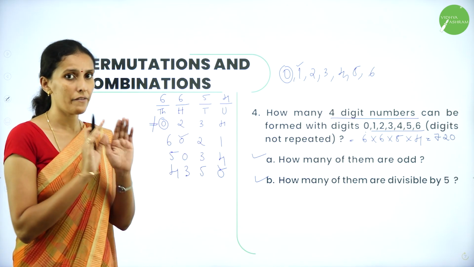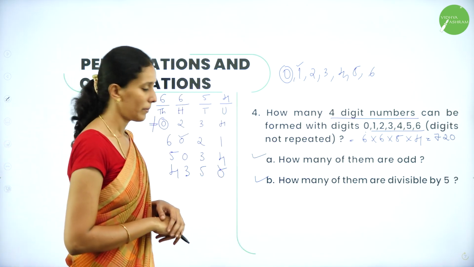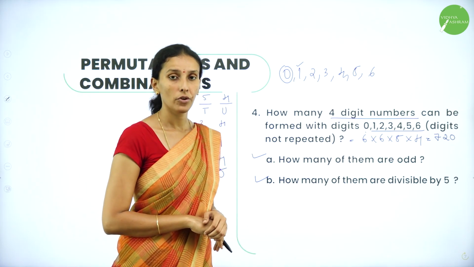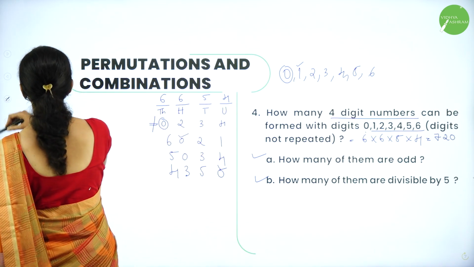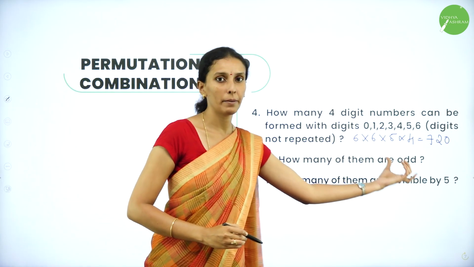So total 720 numbers we can form. Now we have conditions. My first condition is how many of them are odd. So remember, odd. When you come across odd here, we come to my first sub question, that is how many of them are odd.